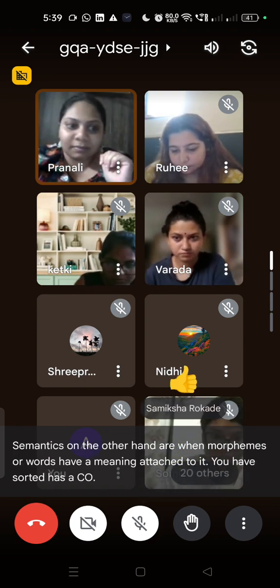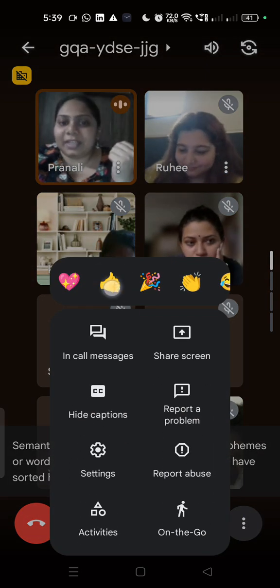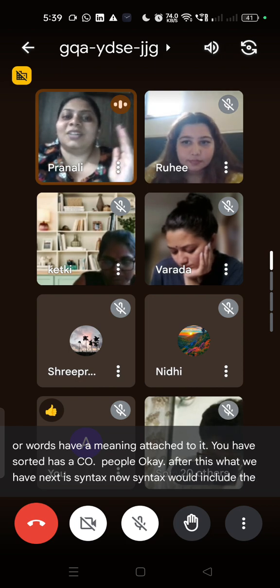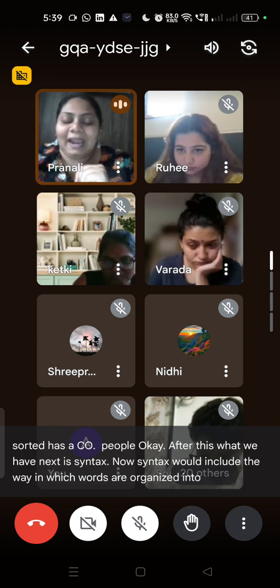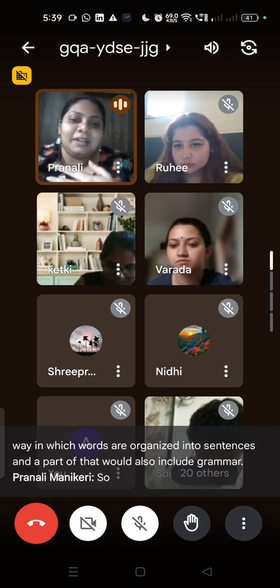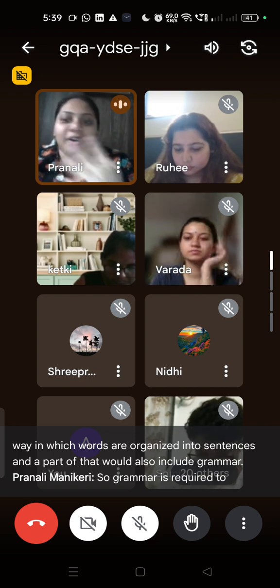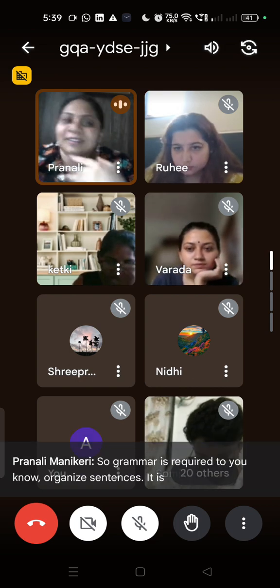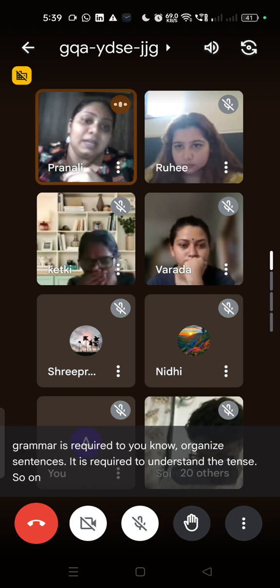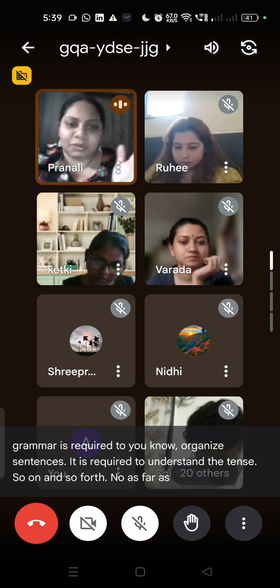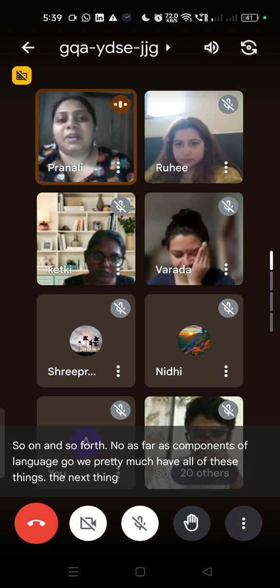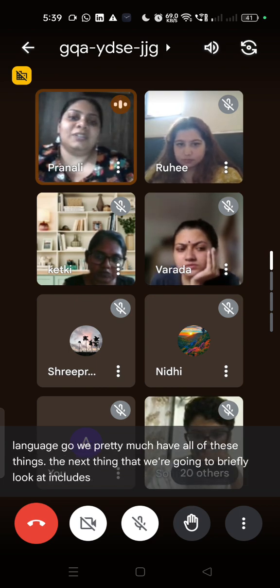People? Okay. After this, what we have next is syntax. Now, syntax would include the way in which words are organized into sentences, and a part of that would also include grammar. So, grammar is required to organize sentences. It is required to understand the tense, and so on and so forth. Now, as far as components of language go, we pretty much have all of these things. Now, the next thing that we're going to briefly look at includes theories of language acquisition.